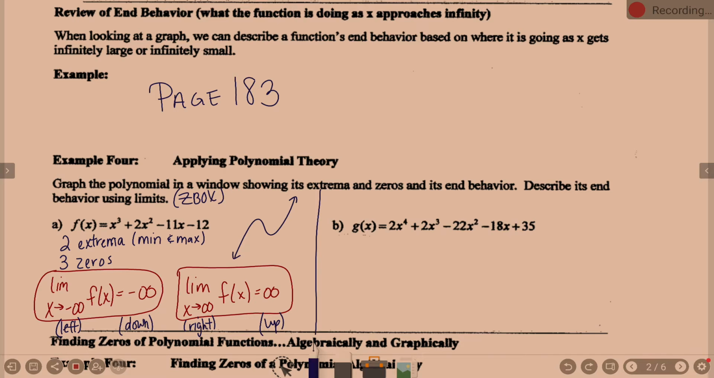Maybe Zoom Fit will work. Nope. Mine isn't even colored. Okay, 2x fourth, 2x cubed. And this is where I told you guys yesterday, I have a love-hate relationship with Zoom Fit. Sometimes it is great and gives me exactly what I need. Other times, it is horrible. Even Zoom Out isn't really helping. None of it's really working.